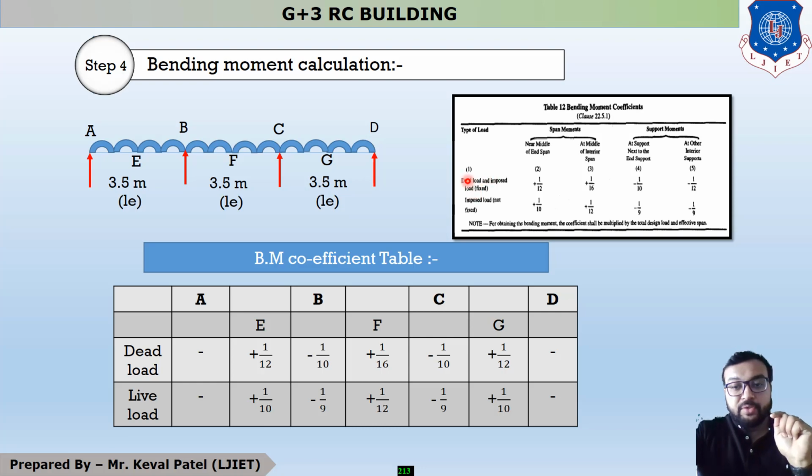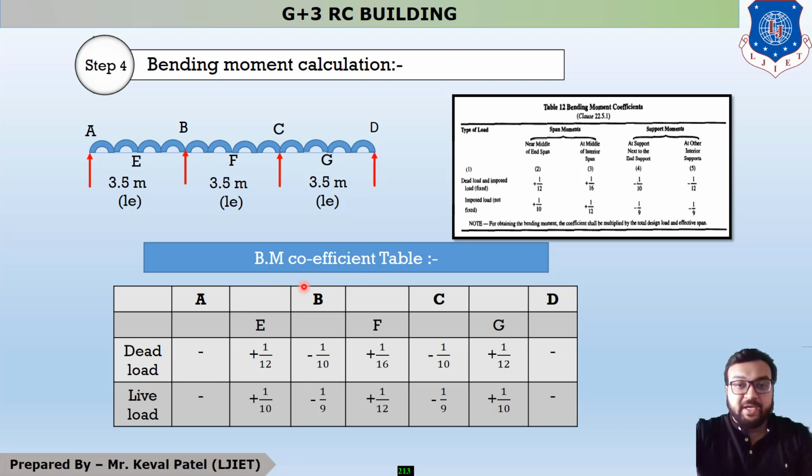Okay. So you can see that this is your live load's moment coefficient, and the second one is imposed load, it means live load but not fixed. It means your live load keeps changing from time to time and place to place. Okay. So with the help of this table, we have to find out your bending moment coefficient.